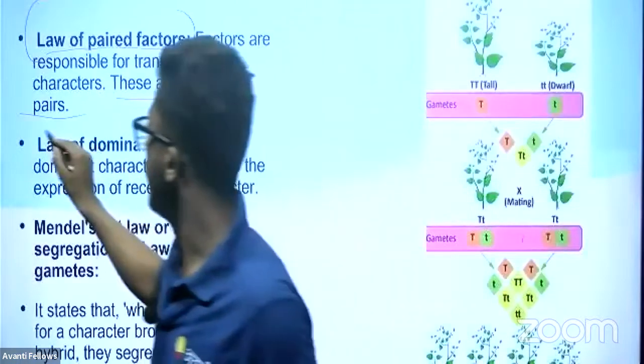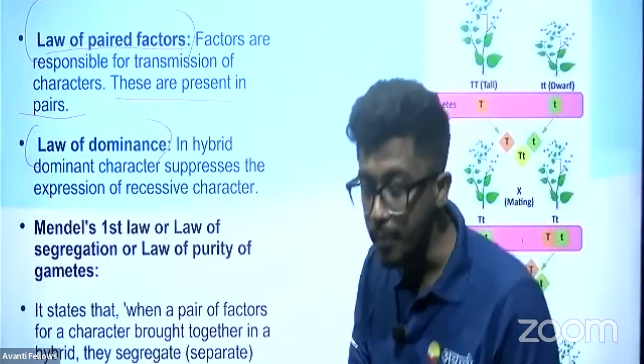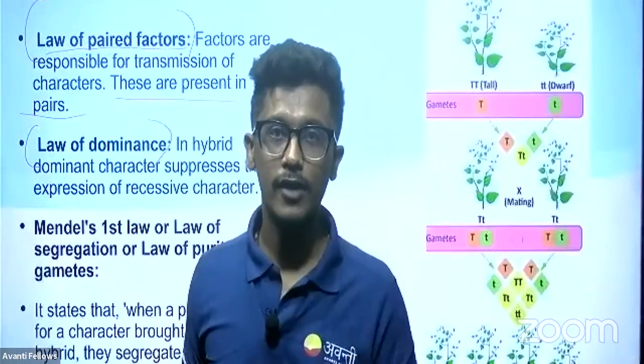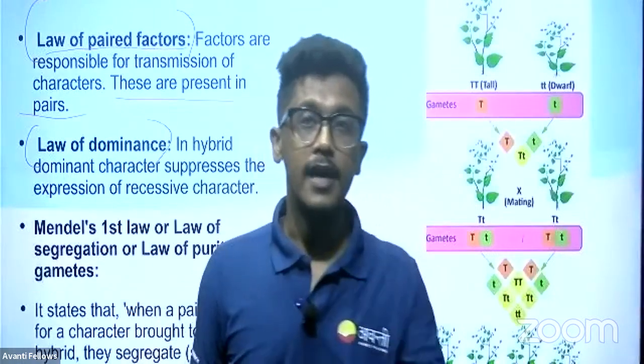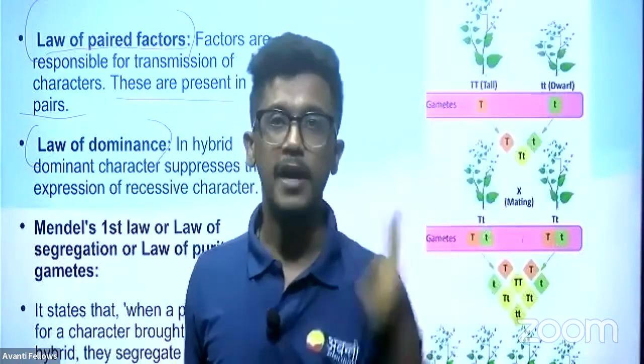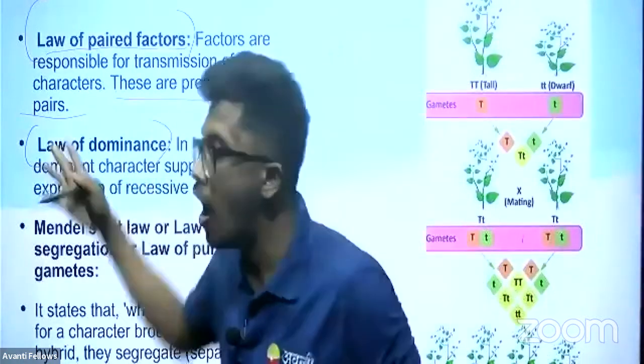Okay, next one is the law of dominance. Now see here, even though the law of paired factors and the law of dominance are called laws, they are not real laws of monohybrid cross. We are not still talking about a law. They are a condition. We call it the condition of dominance, the condition of paired factors. It's not a law yet. Understand this point. Okay, so what is the law of dominance?